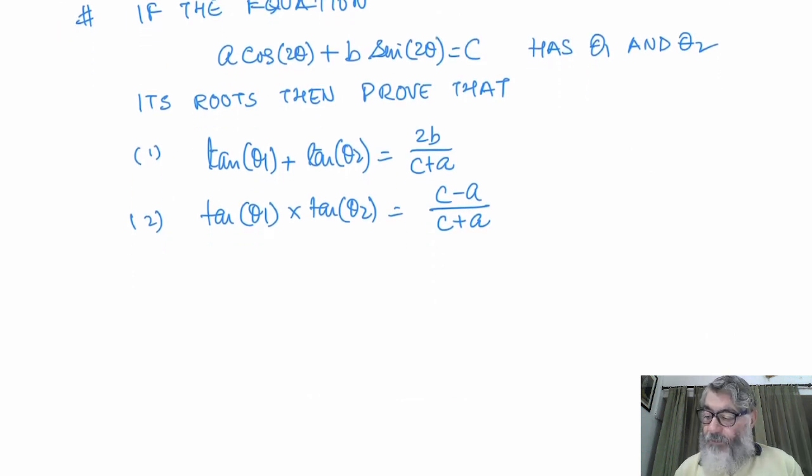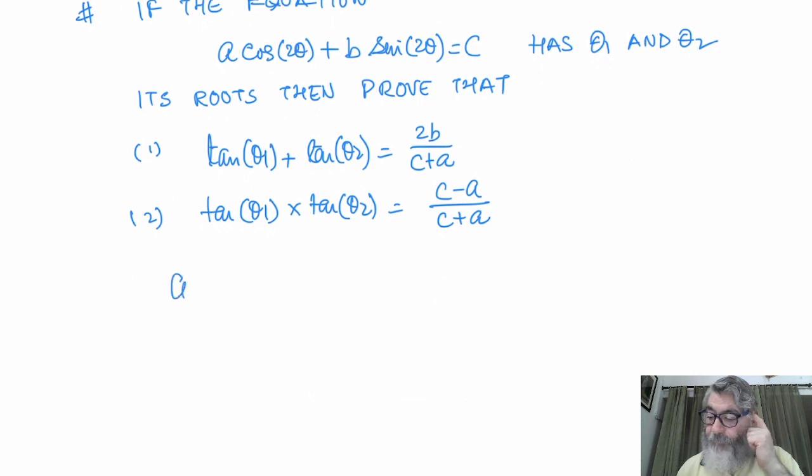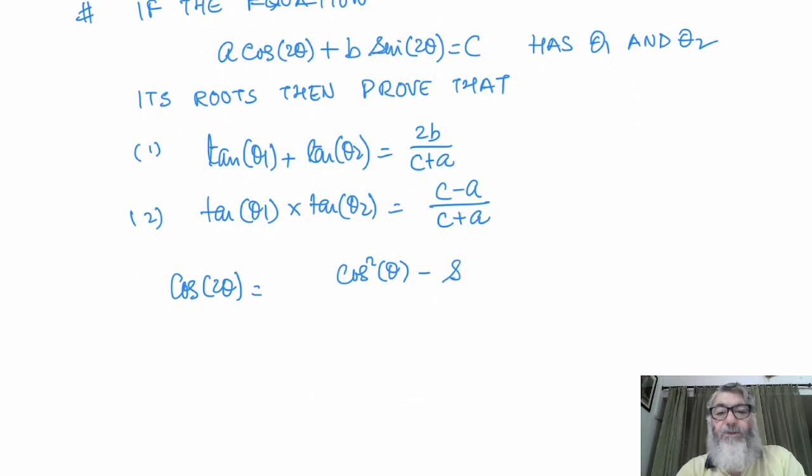Like cos 2 theta, we can write cos 2 theta as cos square theta minus sin square theta. It is one of the forms of the formula for cos 2 theta. There are three formulas. One is cos square theta minus sin square theta. Second is 2 cos square theta minus 1. And the third is 1 minus 2 sin square theta.